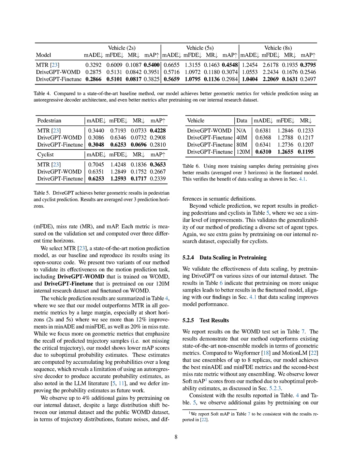The DriveGPT model achieved significant improvements in the motion prediction task, outperforming the state-of-the-art MTR model across all geometric metrics, particularly at short horizons, 2s and 5s, with over 12% enhancements in min-ADE and min-FDE, and a 20% reduction in miss rate. These results were obtained despite a large distribution shift between the internal dataset used for pre-training and the public Waymo Open Motion Dataset, WOMD.